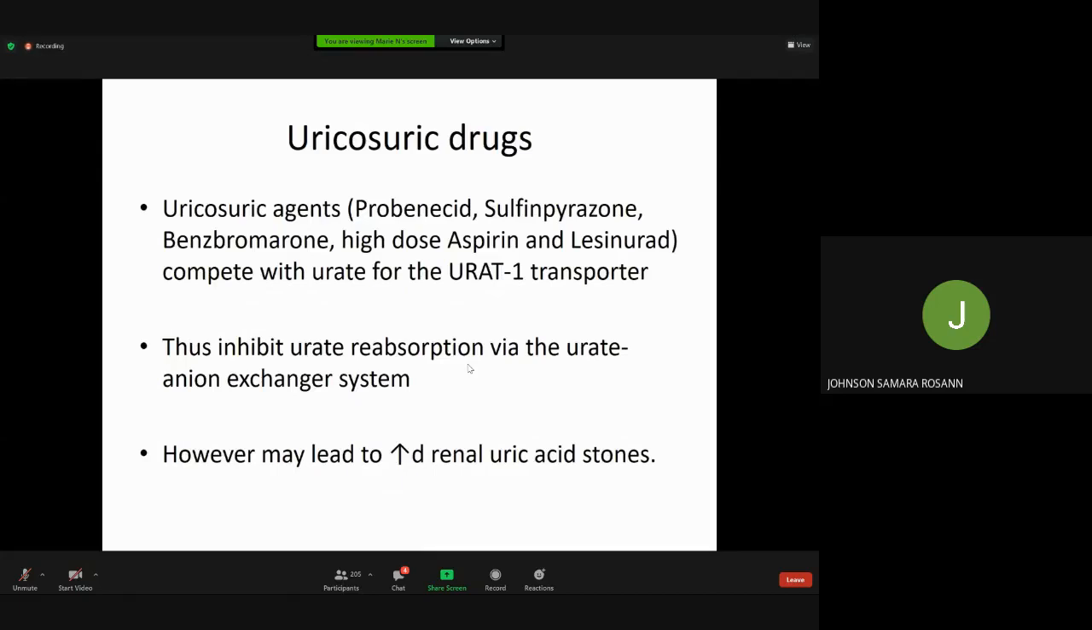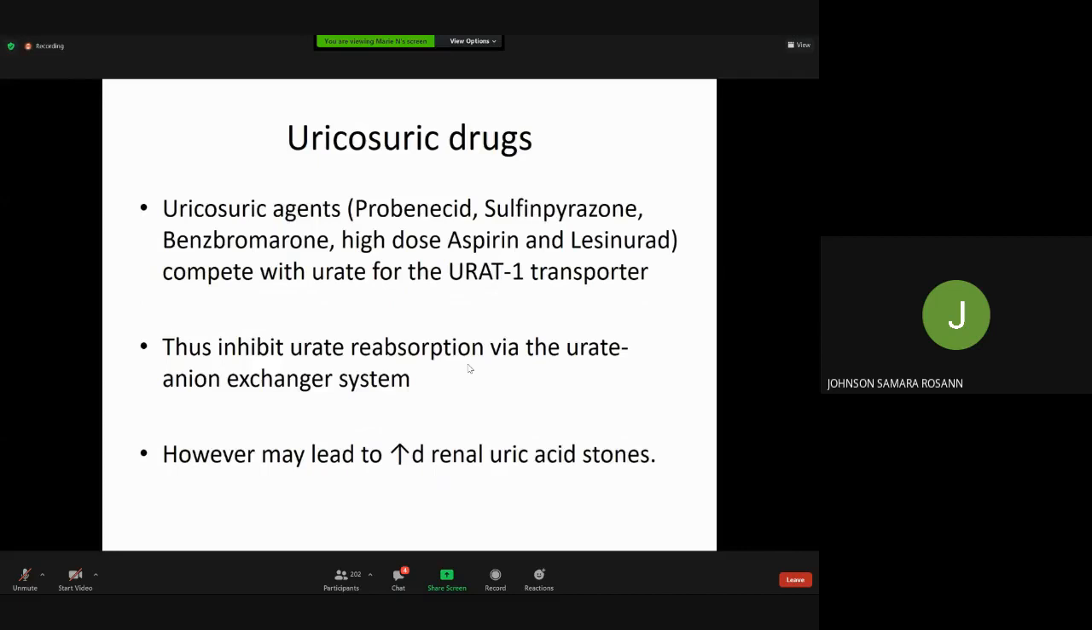So these uricosuric agents include probenecid, sulfinpyrazone, benzbromarone, like we said before, high-dose aspirin, and lesinurad. They will inhibit urate reabsorption via the urate anion exchanger system that we are calling URAT1.